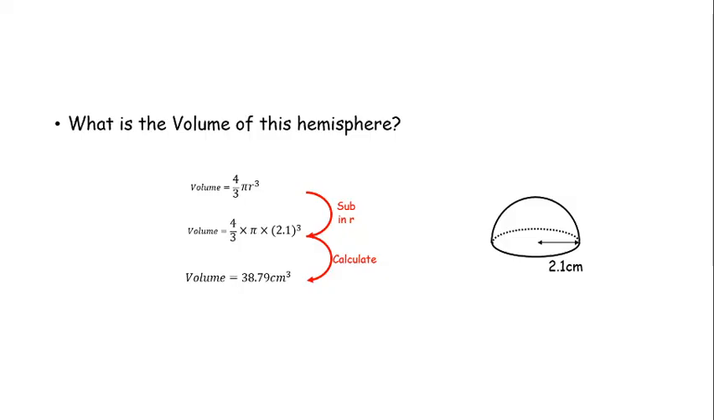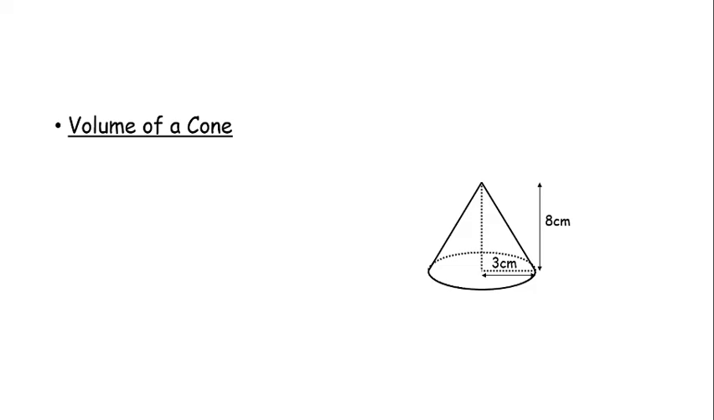However, this is the volume of the full sphere. And we want a hemisphere, which is half. So what we need to do is divide it by 2, or half it. So if we half our volume, we're going to get 19.40 centimeters cubed, which again is rounded to 2 decimal places. Let's look at our final example, which is the volume of a cone.